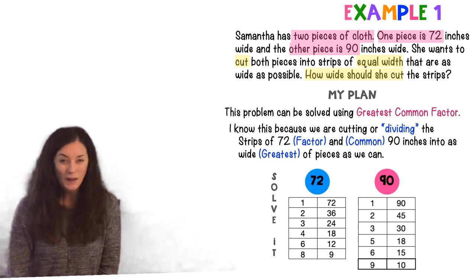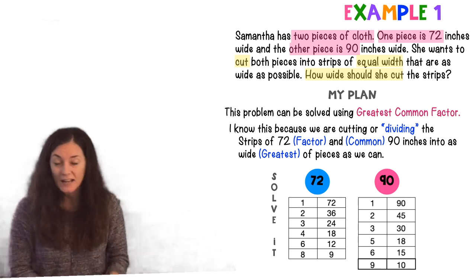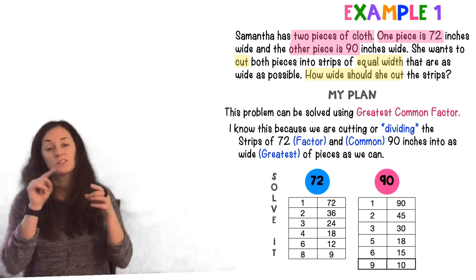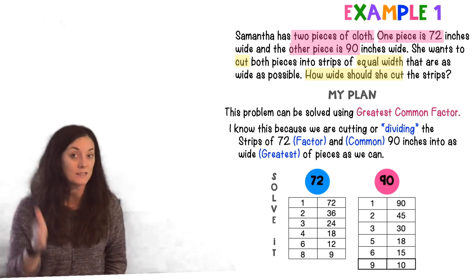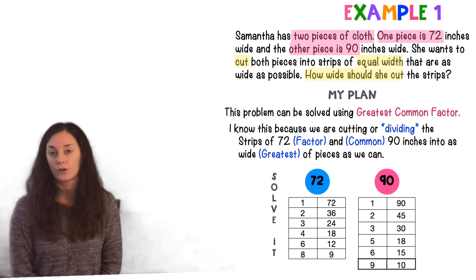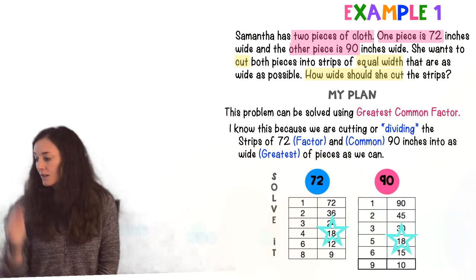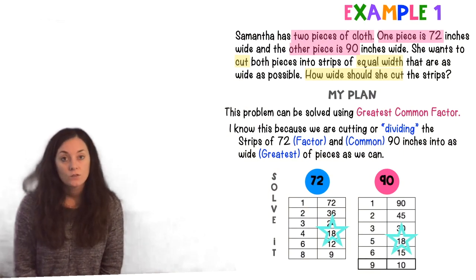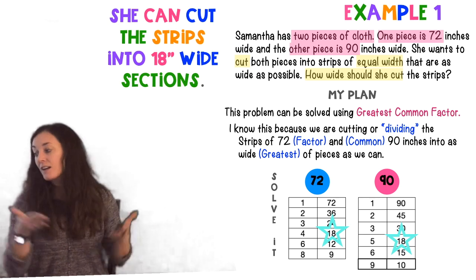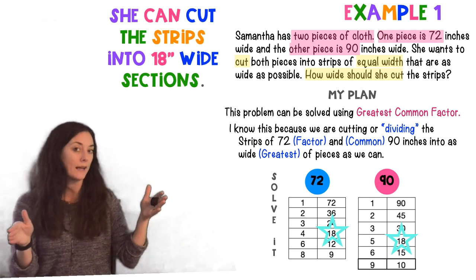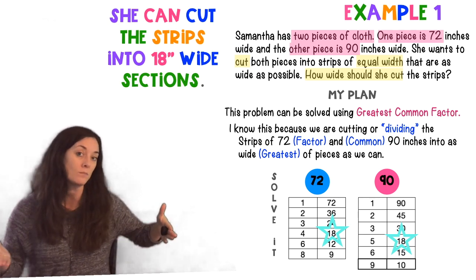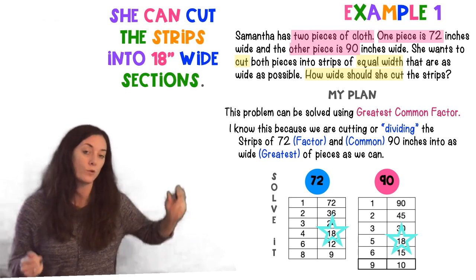Well, now we just have to compare. We've got them all listed out. I know that there's nothing in between 9 and 10. There's nothing in between 8 and 9, so I've listed out all of my factors. So let's compare them. Which is the highest one that they have in common? That's 18. Well, Samantha can cut strips that are 18 inches wide. That's the widest she can cut them without having leftover inches.